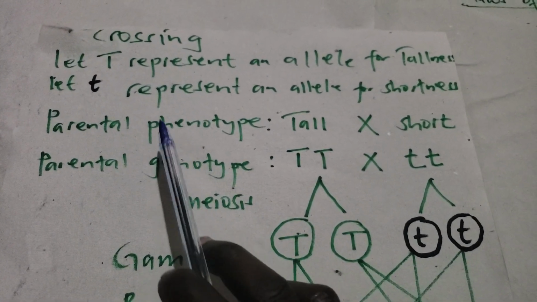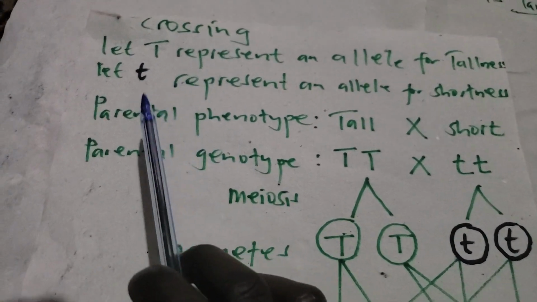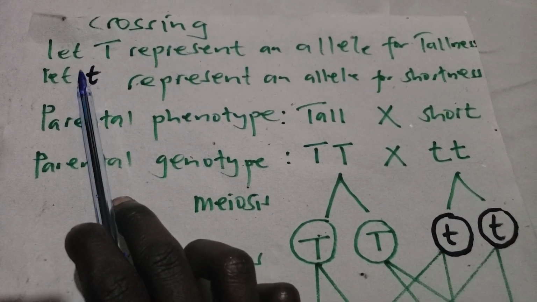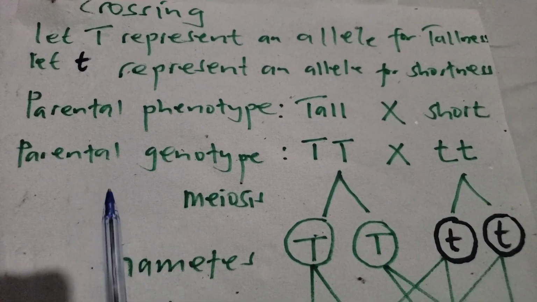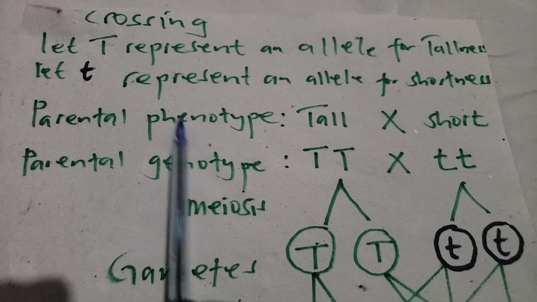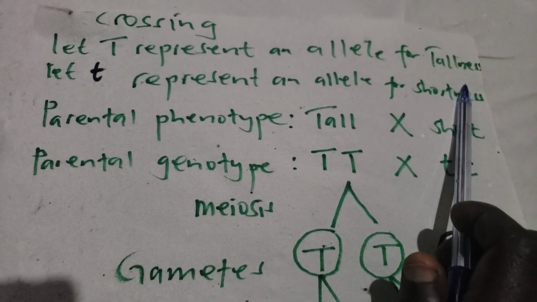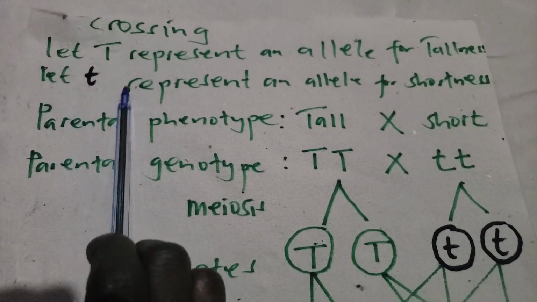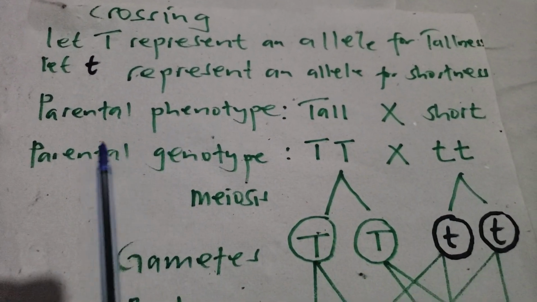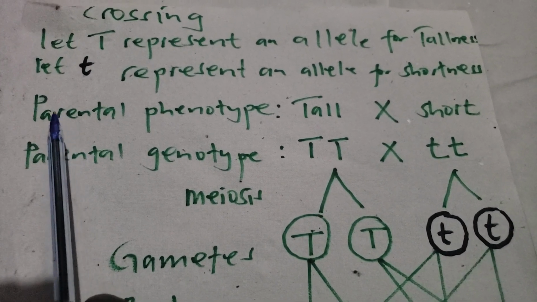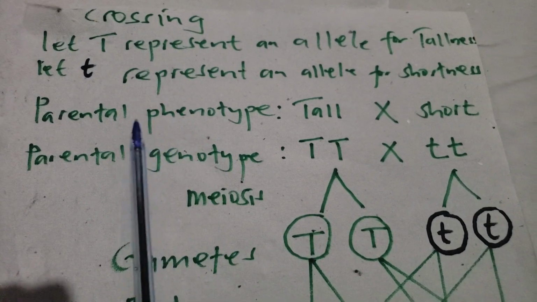This was the crossing this man Mendel carried out. Before you cross, what you should do first is label or identify the alleles. So let capital T represent an allele for tallness, and let small t represent an allele for shortness. The word allele means an alternative form of a gene.